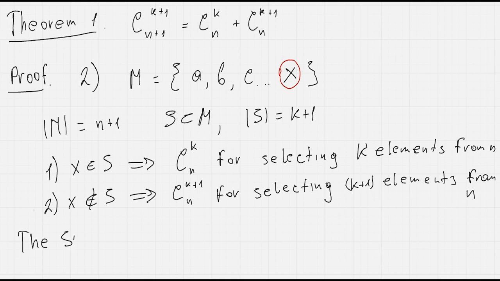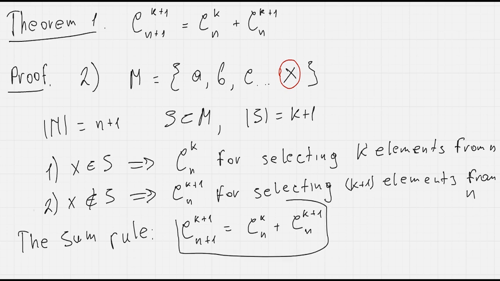Following the sum rule, we must add the resulting values. C(n+1, k+1) is equal to C(n, k) plus C(n, k+1). Remember this formula.